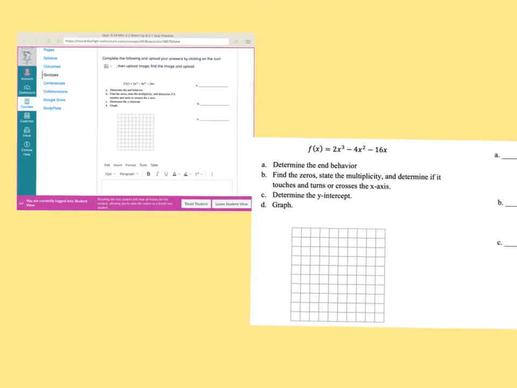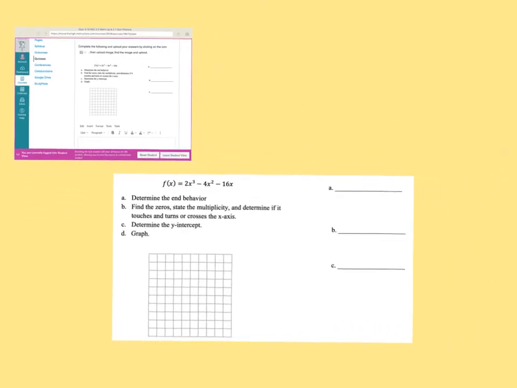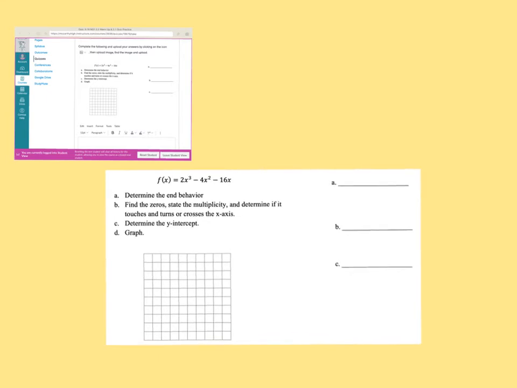Okay, so end behavior is the first question. Look at my function. Make sure it's in order of decreasing degree. It is. Highest exponent to the third. So 2x to the third is my leading coefficient and my highest exponent, right? That is an odd power and a positive number on the front, which means this falls left, rises right.